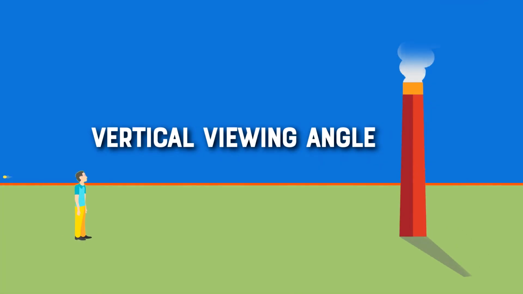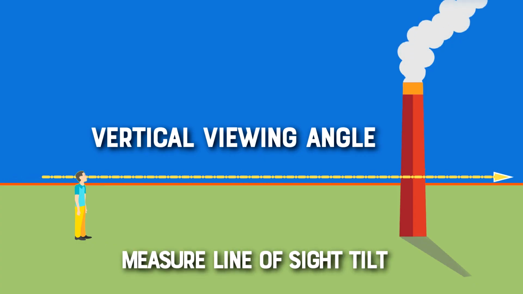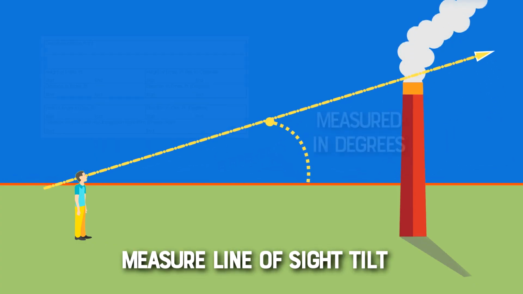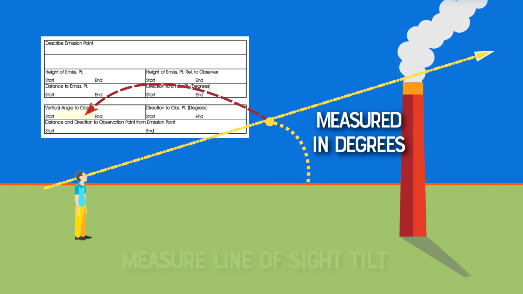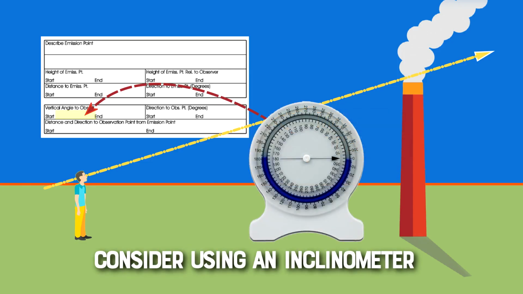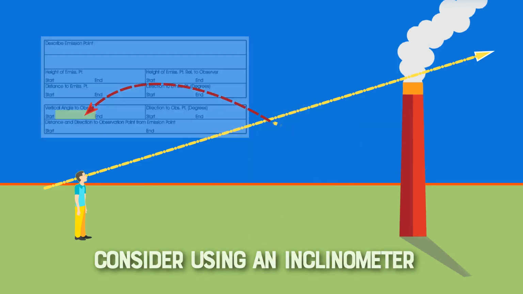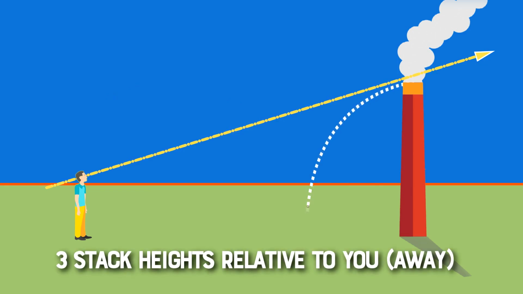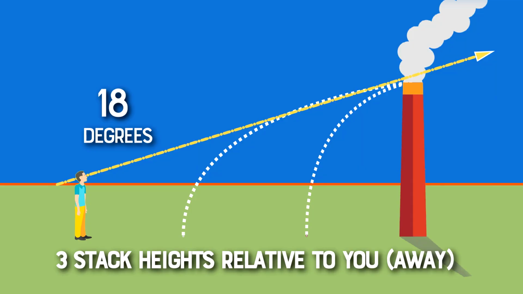The vertical viewing angle measures the tilt of your line of sight through the plume at your observation point, expressed in degrees. An inclinometer can help measure this angle more accurately. But if you are 3 stack heights relative to you away, this would be 18 degrees. It is helpful to have both measurements.